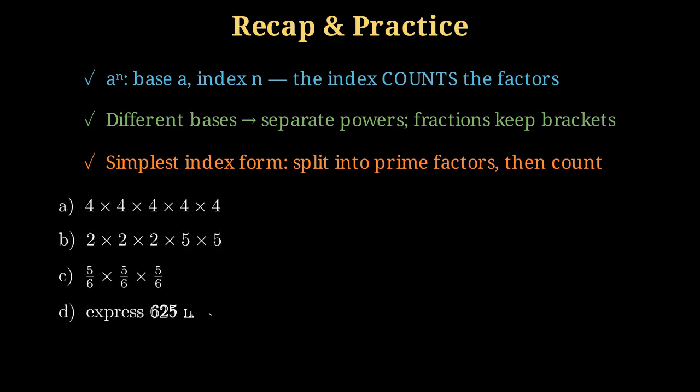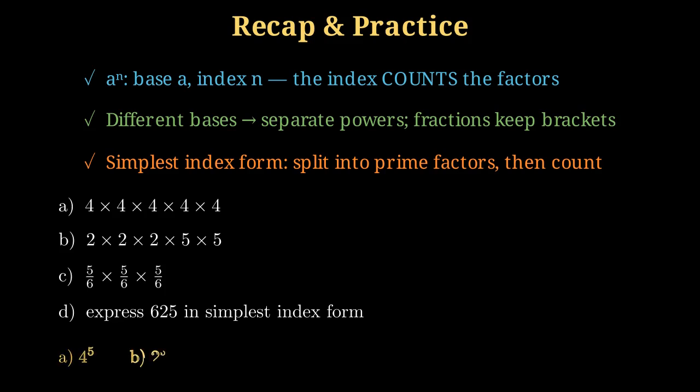A. Write 4 times 4 times 4 times 4 times 4 in index form. B. 2 times 2 times 2 times 5 times 5. C. 5 sixths, multiplied by itself 3 times. D. Express 625 in simplest index form.